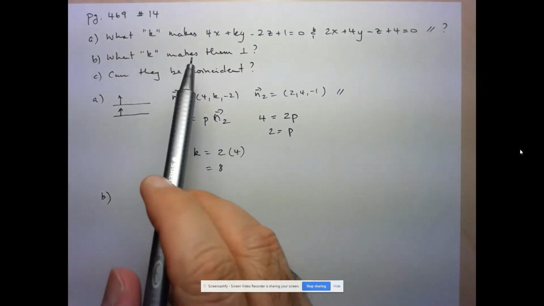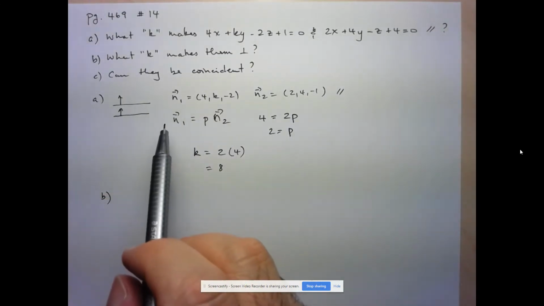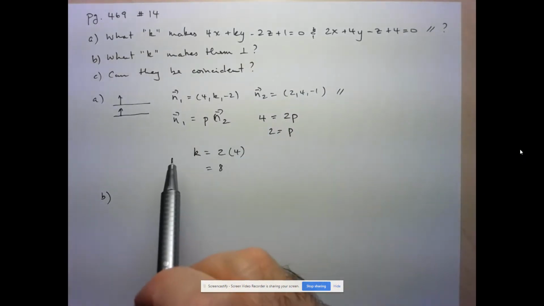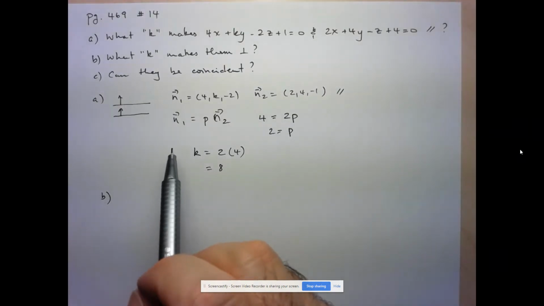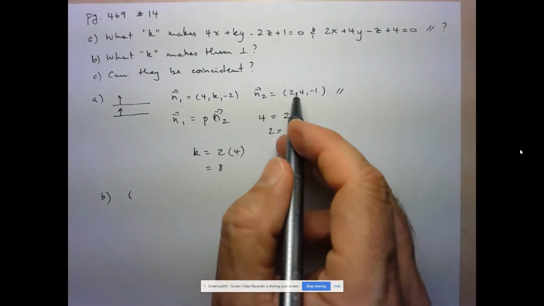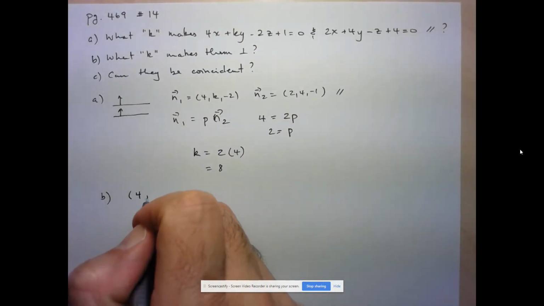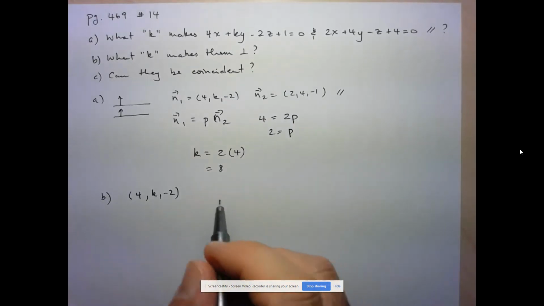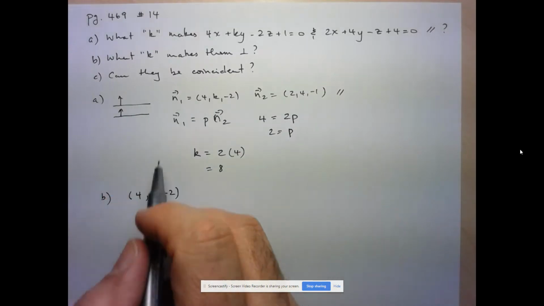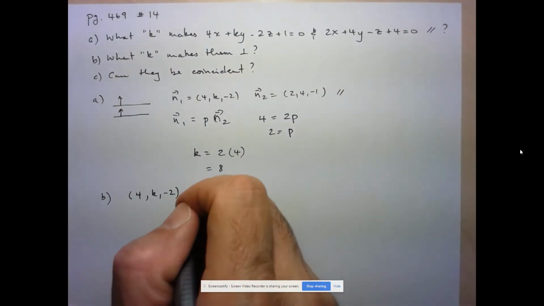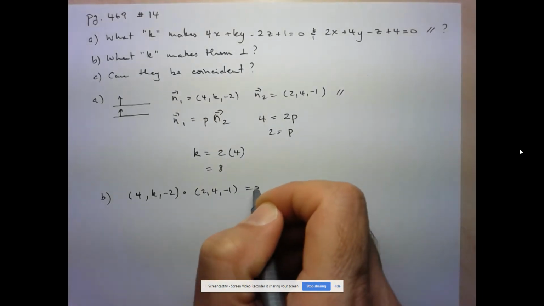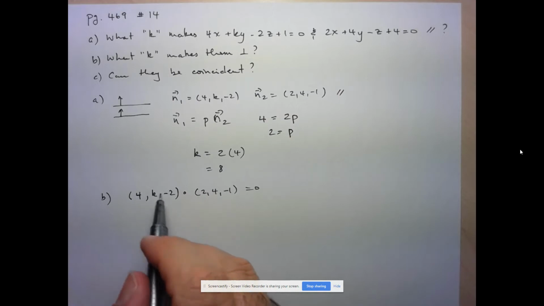Now here we need them to be perpendicular. If the planes are perpendicular, so will their normal vectors be. In order for two vectors to be perpendicular, their dot product has to be equal to 0. So I'm going to take the dot product of the two normal vectors. It can't be the same k value as before, since that made them parallel. This needs to be perpendicular. So 4, k, negative 2, dotted with 2, 4, negative 1, and I'm going to set that equal to 0. Now I can solve this equation for k.